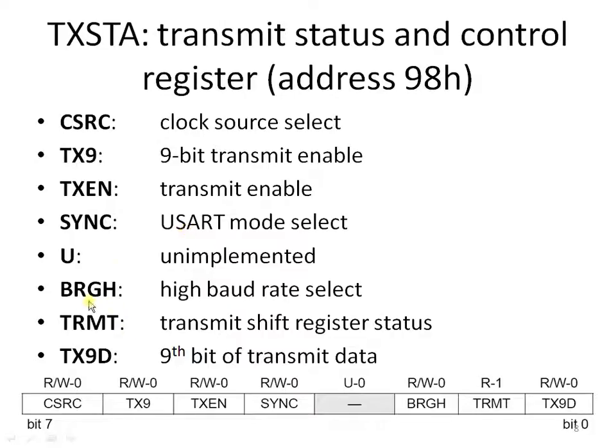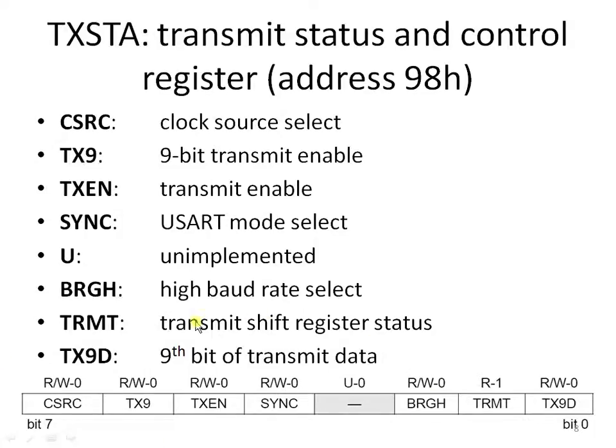And then you have BRGH, which is nothing but high baud rate select. So if you want high speed communication or high speed data transfer, then you have to program this bit to logic 1. And if you want low speed transmission, then you have to select this bit as logic 0. This is used only in case of asynchronous communication, but there is nothing like high speed or low speed transmission in case of synchronous communication.